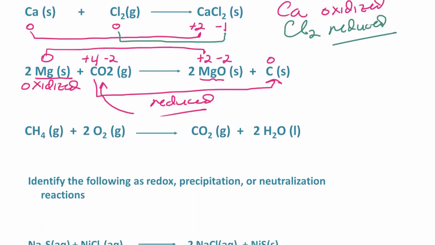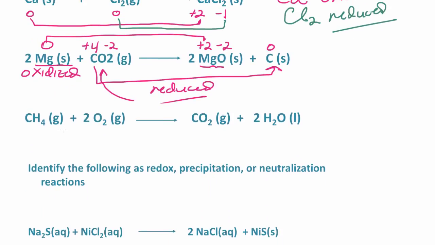Let's take a look at this one. Here we have a combustion reaction. We have methane and oxygen to produce carbon dioxide and water. The oxidation number of hydrogen here is a +1, and the oxidation number of the carbon would be a -4. Our oxygen here is a 0, and here oxygen is a -2, same here. Hydrogen is a +1, and let's see, carbon here would be a +4.